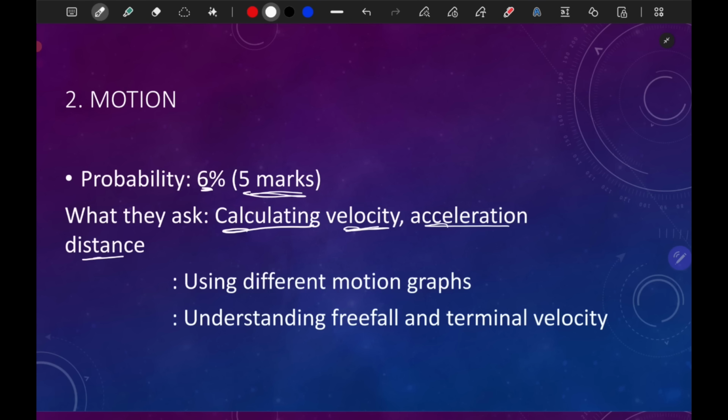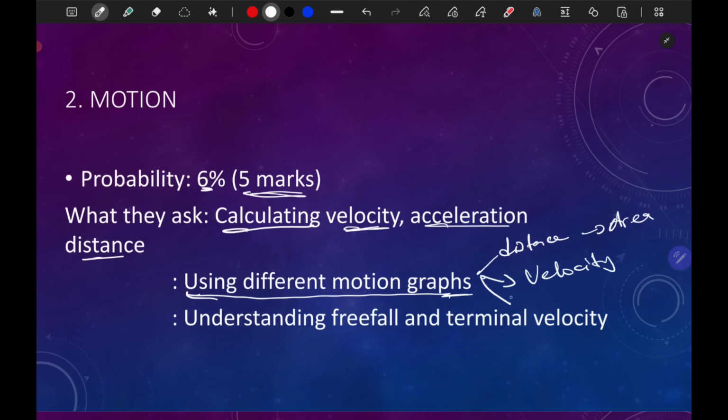And the next one, this point is the most important one: using different motion graphs. I've seen it come up so many times in the newer papers, the 2025 papers. Every time there's a motion graph. They can ask you to find distance, which is the area under the graph. They can ask you to find velocity and even acceleration. And this depends on what type of graph you're given.